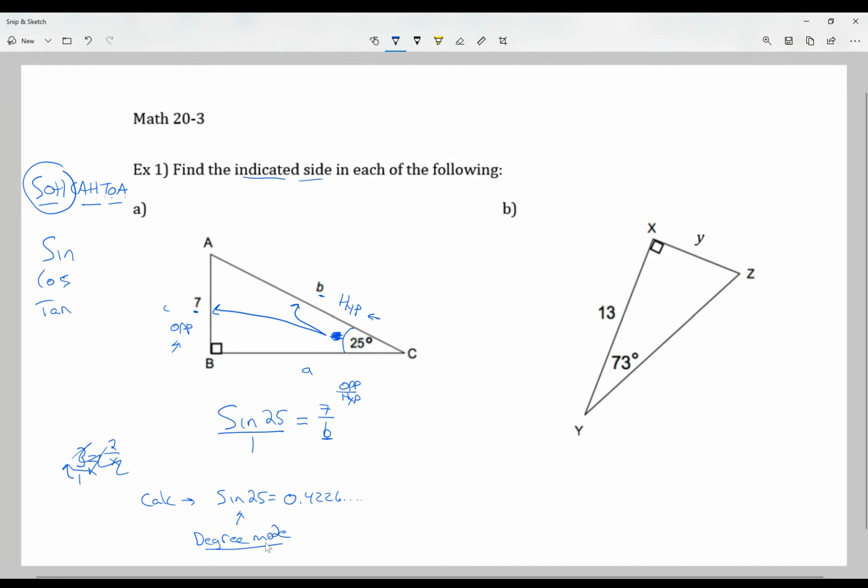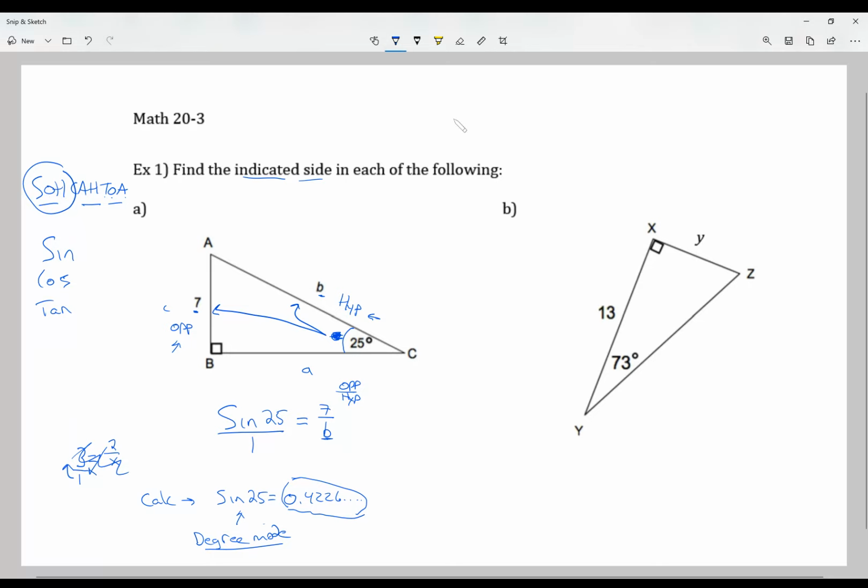And that's something that I can help you with. So if you need help with that, contact me on Google Hangouts and we'll talk about how to get it in degree mode. But if you punch in the sine of 25 and you get 0.4226 and change, then you're in degree mode and you're good. So you see that the sine of 25 is just some number, and we can write any number over 1. So if we write the sine of 25 over 1, that mathematically still makes sense.